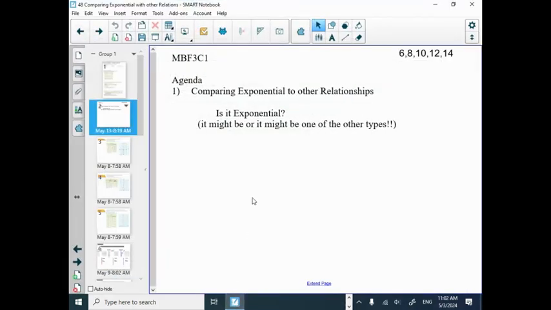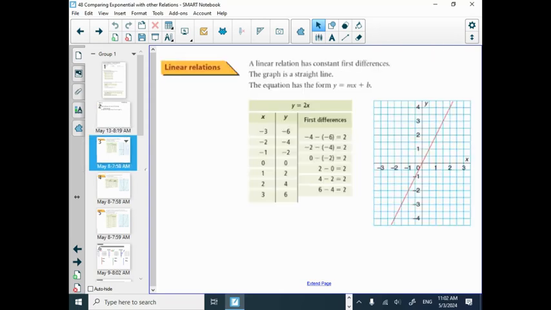Hey everyone, we're going to look at the next lesson here in the exponential unit. And so just comparing exponential to all the other types of relations. We've been kind of doing that all the way along anyways, but good to have a little extra practice with it, so it doesn't hurt.